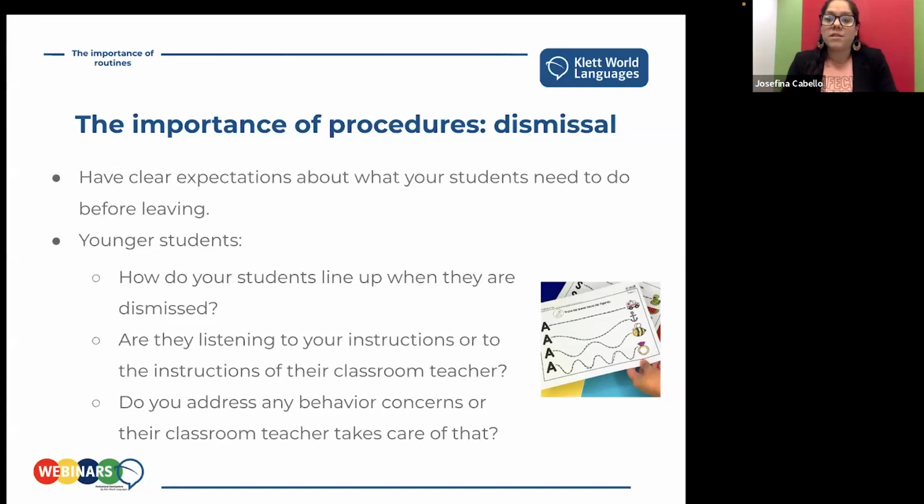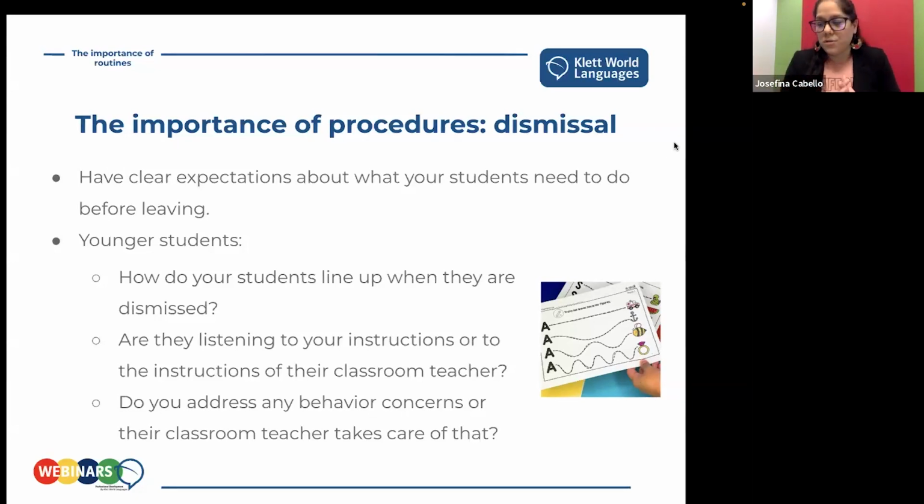But it's very important, dismissal takes a couple of weeks till they get it, but just as arrival is important, their dismissal is important too, because sometimes they want to go, or sometimes, I don't know if your classes are before their recess or before their lunch, and they're ready just to go. So it's very important for you to have clear expectations about how you're going to dismiss them in class.